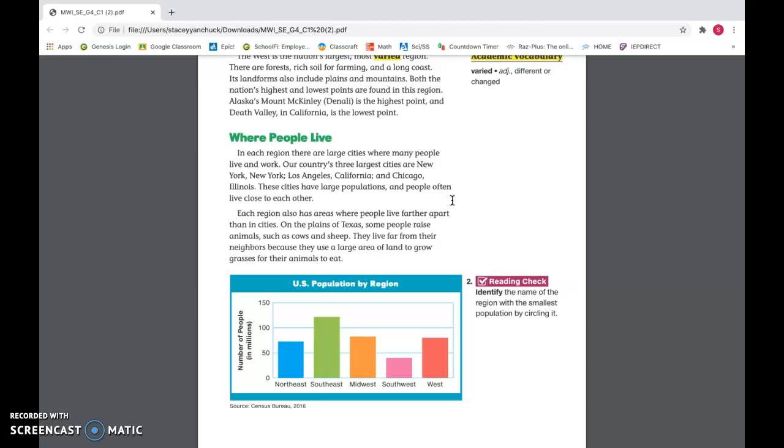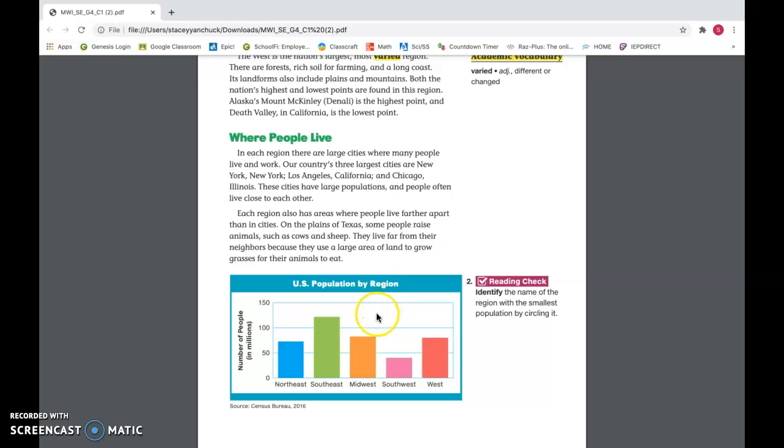Our country's 3 largest cities are New York, New York, Los Angeles, California, and Chicago, Illinois. These cities have large populations and people often live close to each other. Each region also has areas where people live far apart, unlike in cities. On the plains of Texas, some people raise animals such as cows and sheep. They live far from their neighbors because they use a large area of land to grow grasses for their animals to eat.